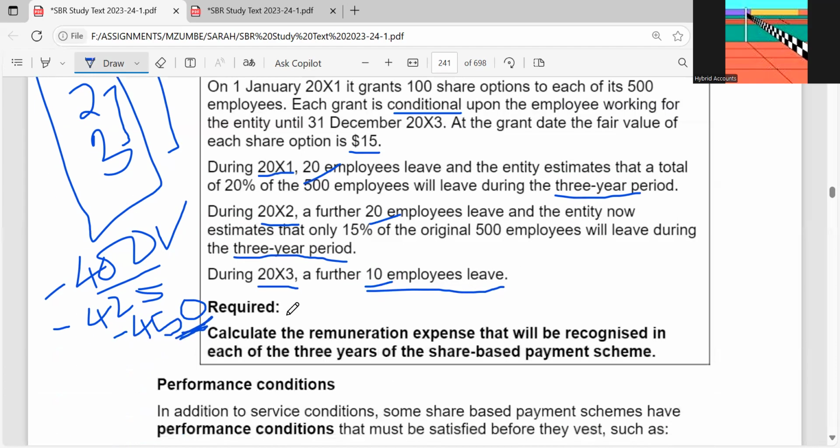All right, required here, calculate the remuneration expense that will be recognized in each of the 3 years of the share-based payment scheme.